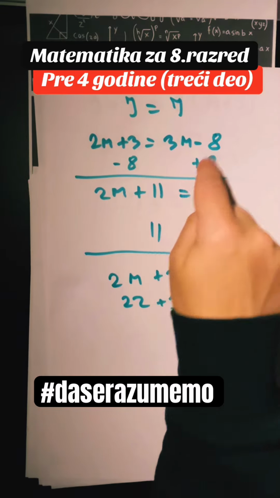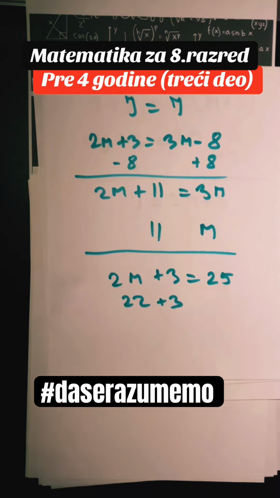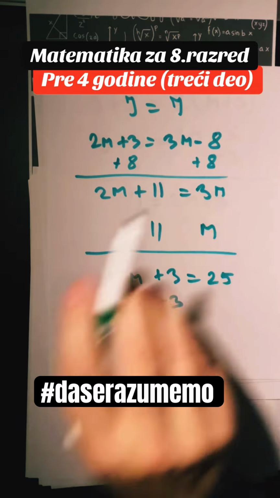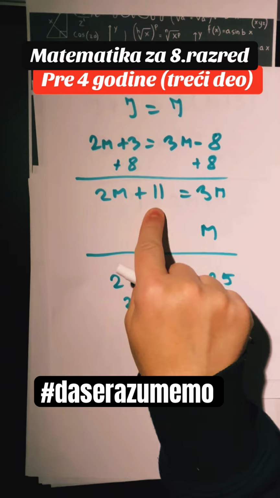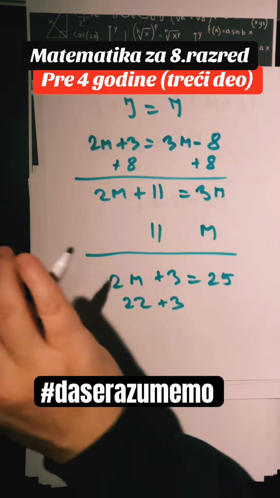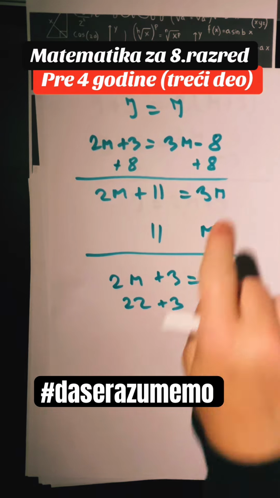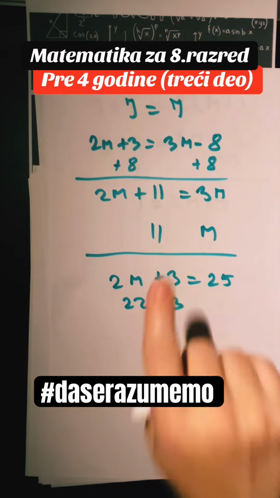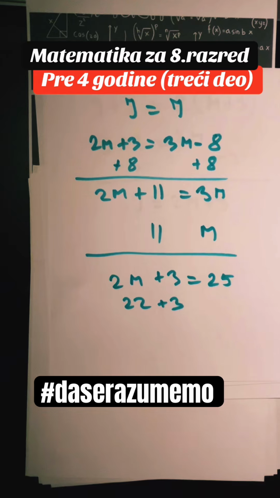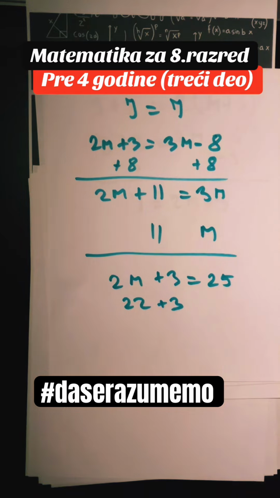Now we're going to subtract, or we're going to add 8 on both sides. I put minus by mistake, but it says here plus, so we are adding 8 on both sides. And once we finish that, that says that 2m plus 11 is equal to 3m, which gives us the answer that m is equal to 11. Well, if m is equal to 11, that means that j is equal to 2m plus 3, which is 25. Hope this helps.